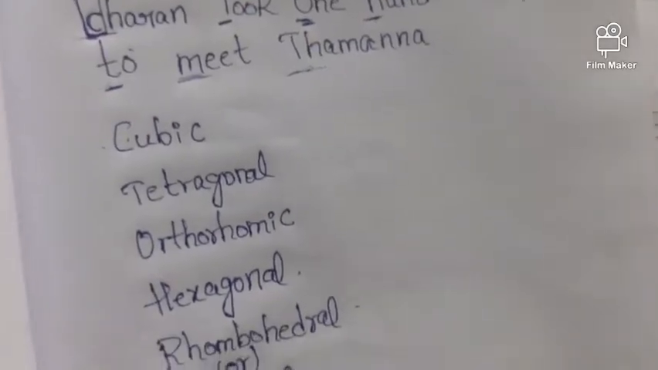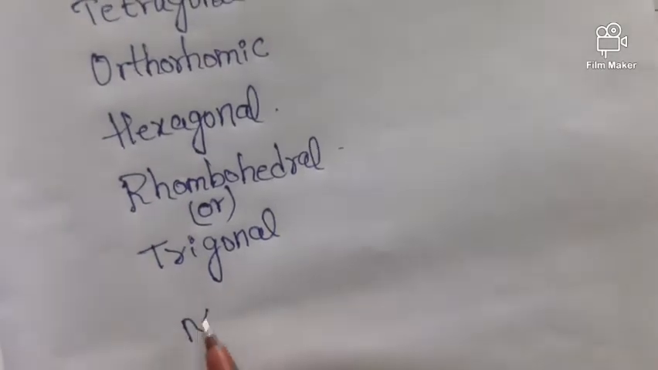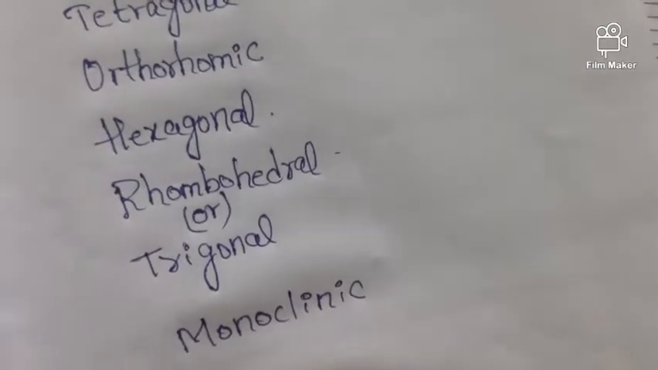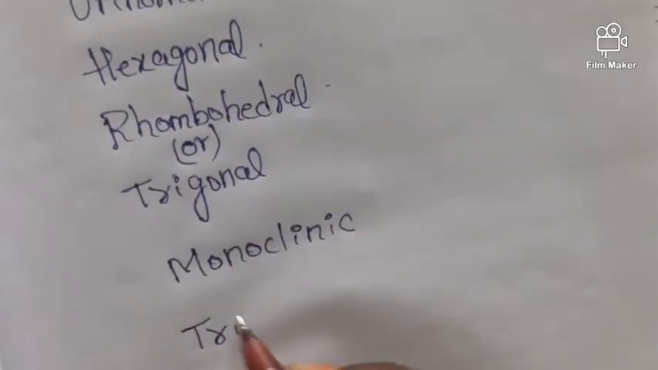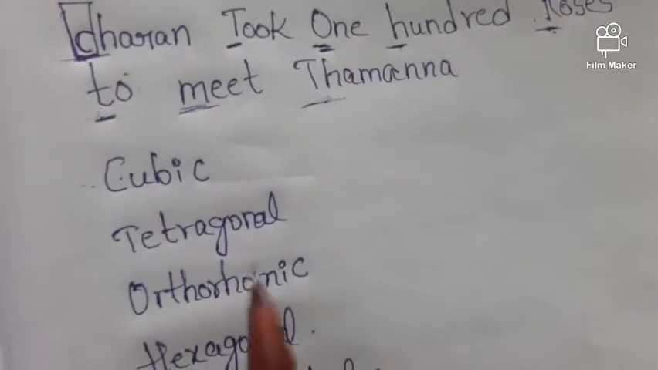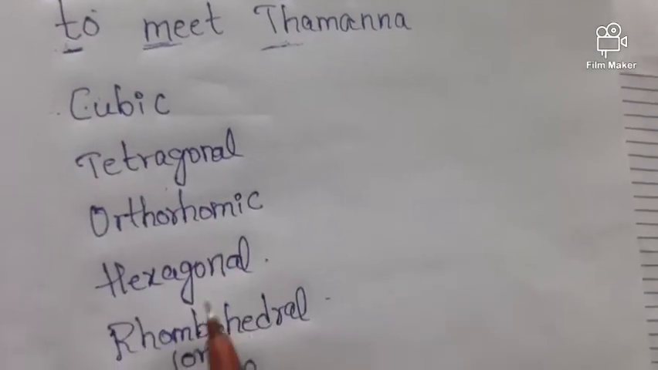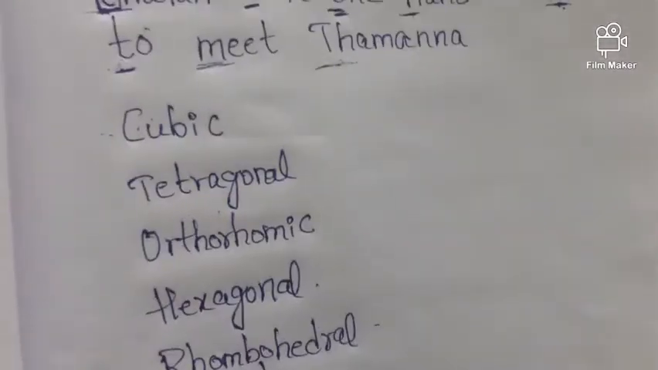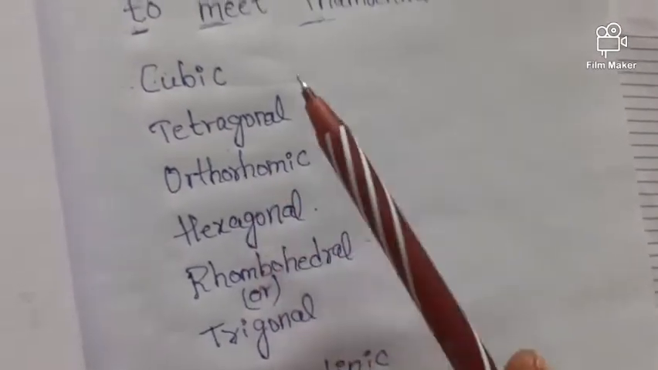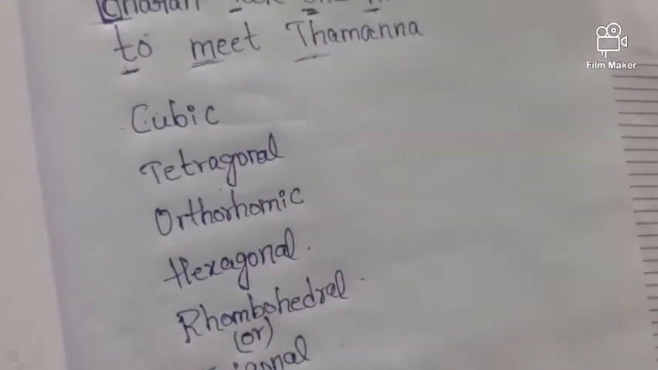Next what do we have? M, M means monoclinic, and T from Tamanna, that is triclinic. See friends, cubic, tetragonal, orthorhombic, hexagonal, rhombohedral or trigonal, monoclinic and triclinic. So Charan took 100 roses to meet Tamanna. So these are the 7: 1, 2, 3, 4, 5, 6, 7. That means these are the 7 crystal systems.